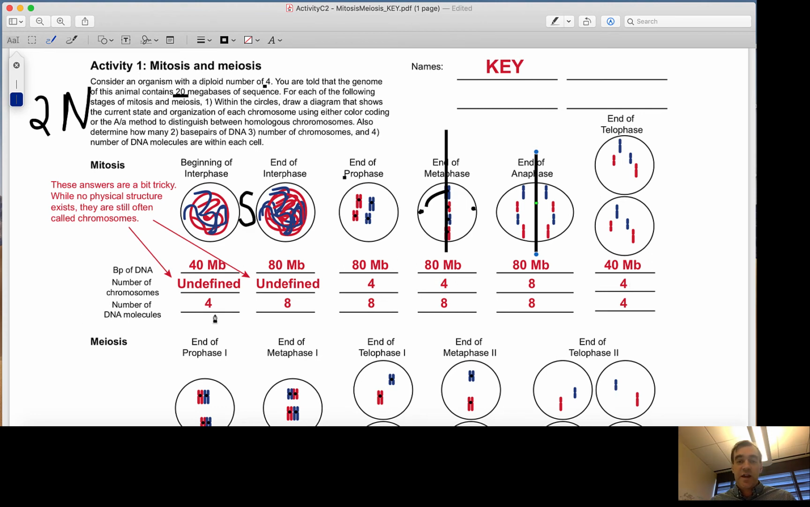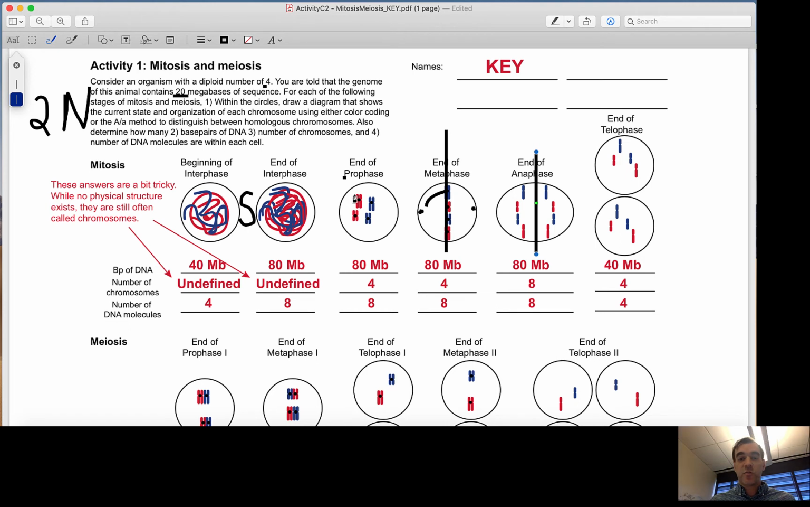The number of DNA molecules, so each one of these is a DNA molecule, at the end of telophase is essentially the same DNA content as the beginning of interphase. So there's 4 DNA molecules, and then at the end of interphase there's 8. And again, that's because DNA synthesis has occurred, and so we've doubled the number of DNA molecules. The number of DNA molecules in prophase is 8, so note that it's double the number of chromosomes.